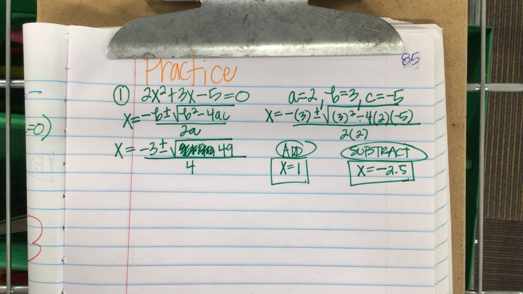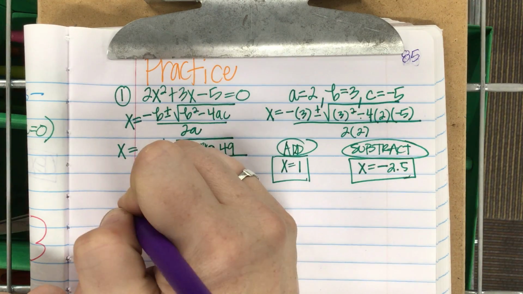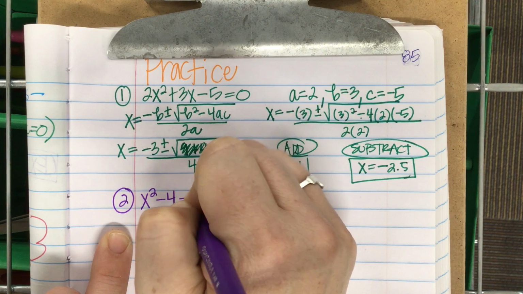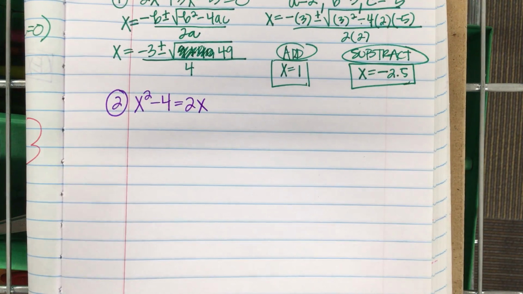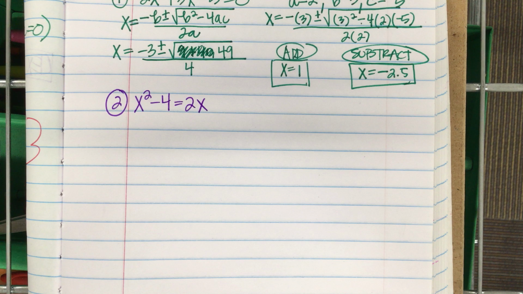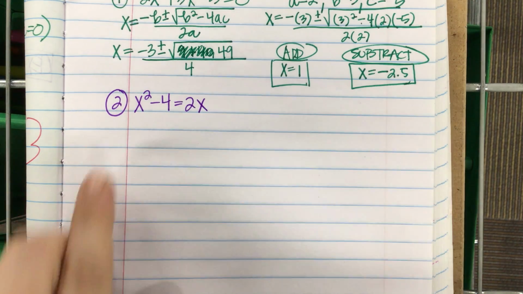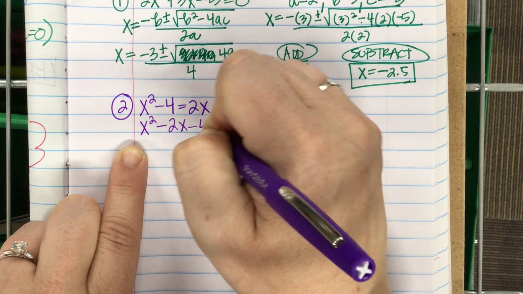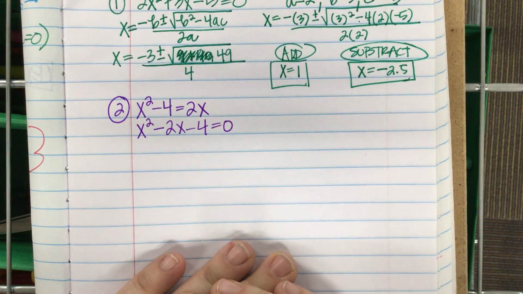Let's do another one. Problem 2. x squared minus 4 equals 2x. It doesn't equal 0? Doesn't equal 0. So you have to make it equal 0. So you can fix it. Inverse operations make x squared minus 2x minus 4 equals 0, correct? Yes.